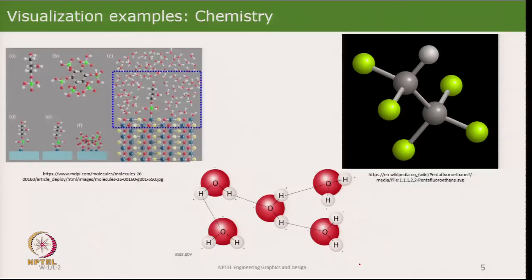The next set of examples are from chemistry. And you may wonder, you know, why in engineering we are looking at visualizing chemistry and molecules. Well, an understanding of the structure of these tells us a lot about what the material does, or what a product will do, or what a reaction may do, or what the molecule itself will do. So, there are three examples here. The one on the right side here is pentafluoroethane. So, this you will know is a refrigerant.